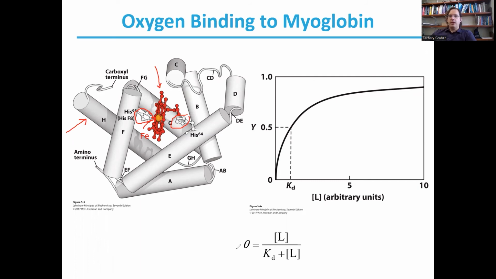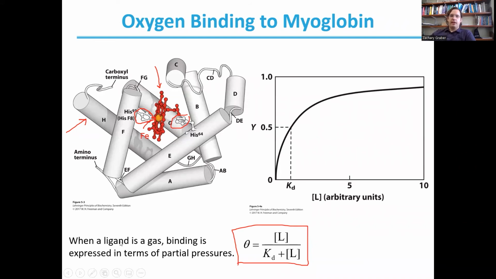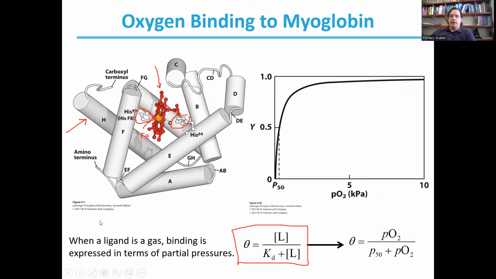As with any protein-ligand interaction, we can describe our myoglobin using our typical equation, relating the bound protein fraction to the ligand concentration and the KD. However, for myoglobin, we're dealing with a gas, right? Our ligand is oxygen gas, so we have to rephrase our equation in terms of partial pressures, because our gas isn't dissolved in solution in the same way that another ligand might be. So rather than concentrations, we express this as partial pressures of oxygen, and instead of a Kd, we use this P50, which is just the partial pressure at which 50% of our protein has oxygen bound. Again, it essentially means the same thing as our Kd, we're just using a slightly different term here.